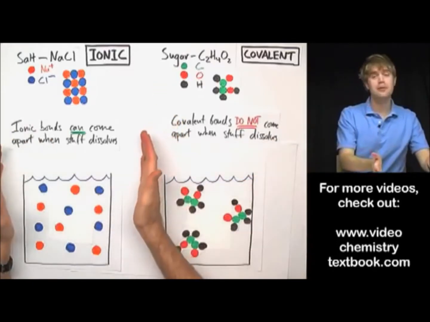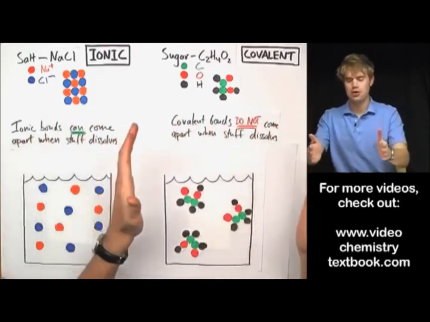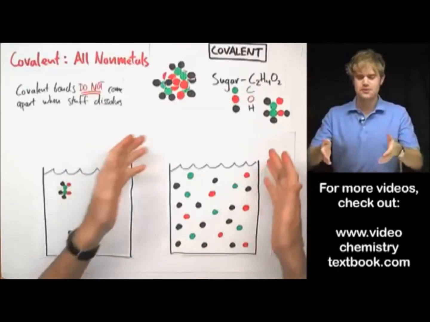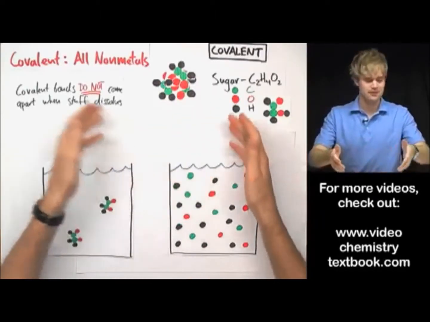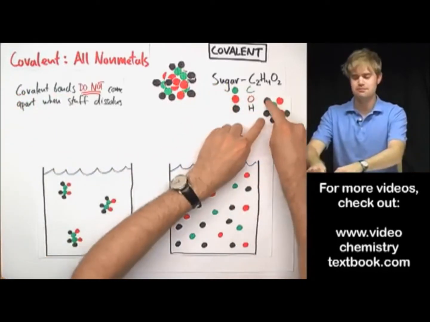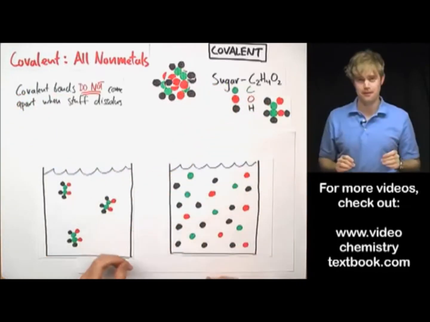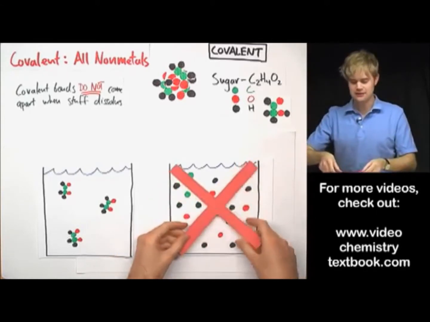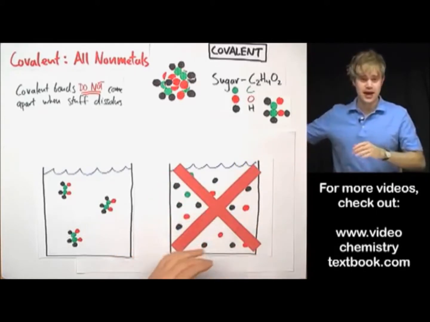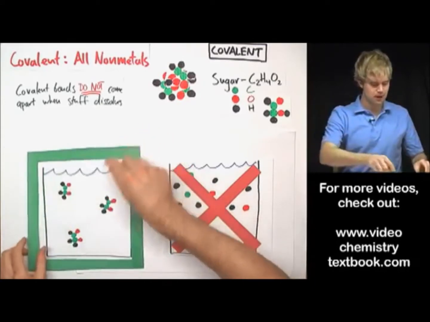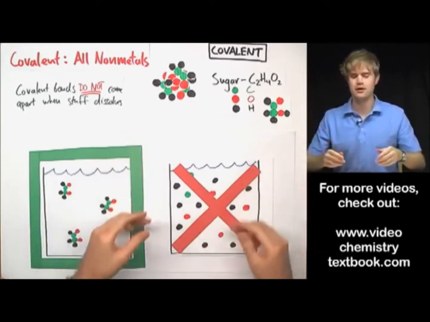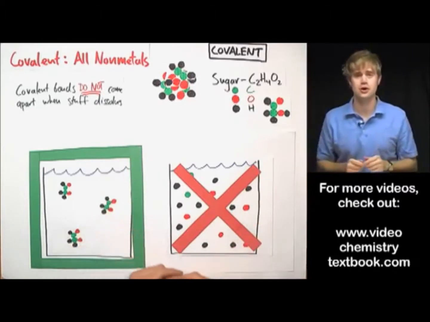So we've got ionic bonds coming apart, and we've got covalent bonds sticking together when things dissolve. So if something's made of all nonmetals like sugar, it's covalent, and it means that the bonds between atoms are not going to come apart when it dissolves in water. So you are not going to get individual atoms like this. Instead, you're going to get entire molecules floating around in the water, and that's what it looks like when covalent compounds like sugar dissolve in water.